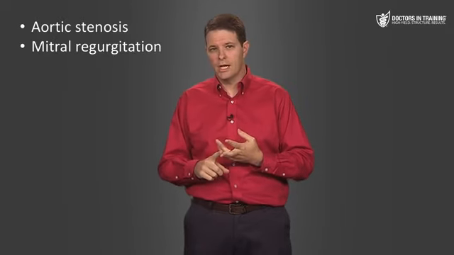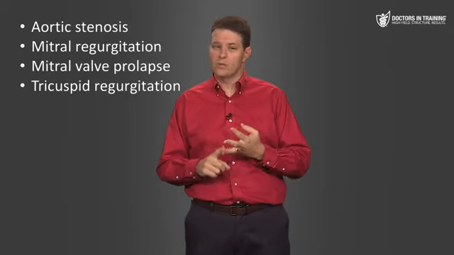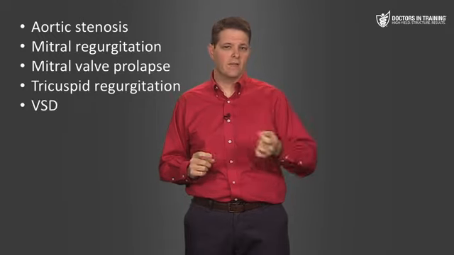Now in this video, we're going to review systolic heart murmurs, including aortic stenosis, mitral regurgitation, mitral valve prolapse, tricuspid regurgitation, and VSD. So let's start with aortic stenosis, which is my very favorite valvular heart lesion, which did not sound quite so nerdy until I just said it out loud.